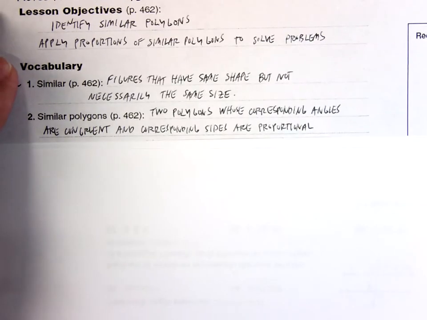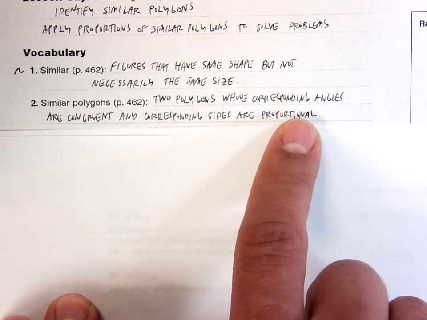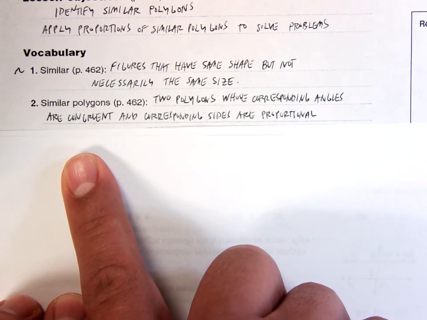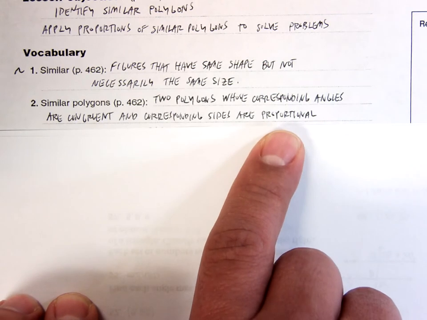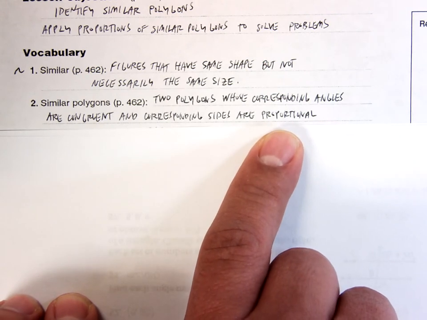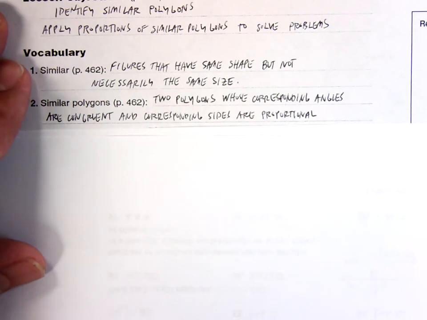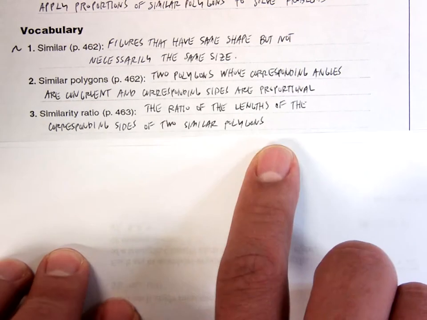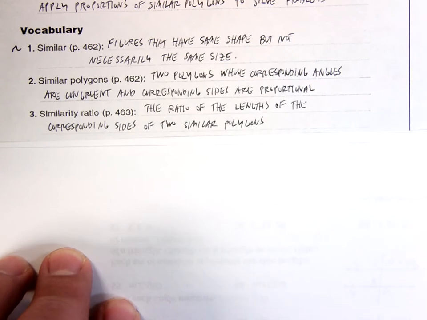Similar polygons. What does it mean for polygons to be similar? Two polygons whose corresponding angles are congruent. So the angles all have to match up and they all have to be congruent. And the corresponding sides are proportional. So again, that's important. The angles have to be congruent. The sides are going to be proportional if they're similar polygons. Similarity ratio is just the ratio of the lengths of the corresponding sides of the similar polygons. And I do have some examples. So just be sure you're familiar with these words.